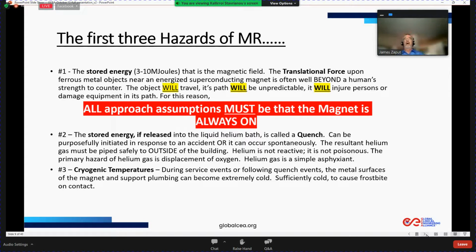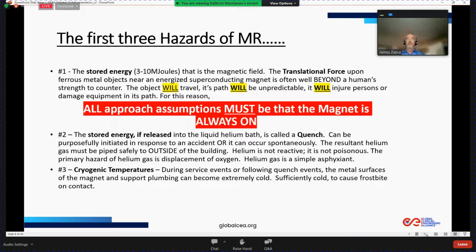across ferrous metal objects near an energized magnet that will place a force on it often beyond a human's ability to counter it. The object will travel, its path will be unpredictable, and it will injure persons and damage equipment along its path. For this reason, all approach assumptions must be that the magnet is always on until you've proven that it's not. Very much like Lotto, very much like other safe work procedures, you have to assume the magnet is on unless it's been proven otherwise.